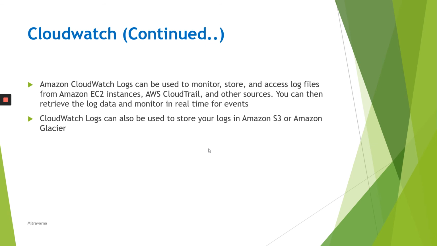Next, Amazon CloudWatch Logs can be used to monitor, store, and access log files from Amazon EC2 instances, AWS CloudTrail, and other sources. You can then retrieve the log data and monitor events in real time. CloudWatch Logs can also be used to store your logs in Amazon S3 or Amazon Glacier. So the data which we collected via CloudWatch, we can put into Amazon S3 or Amazon Glacier.